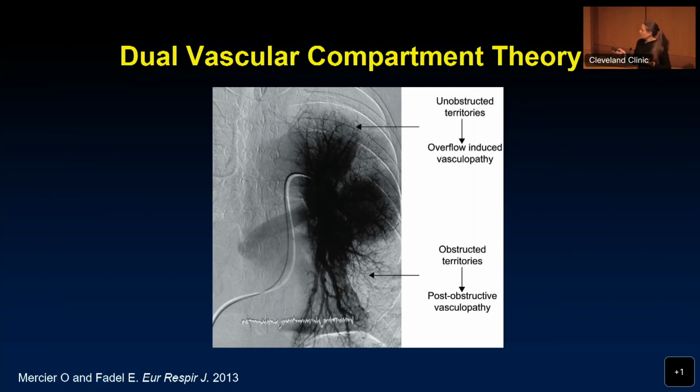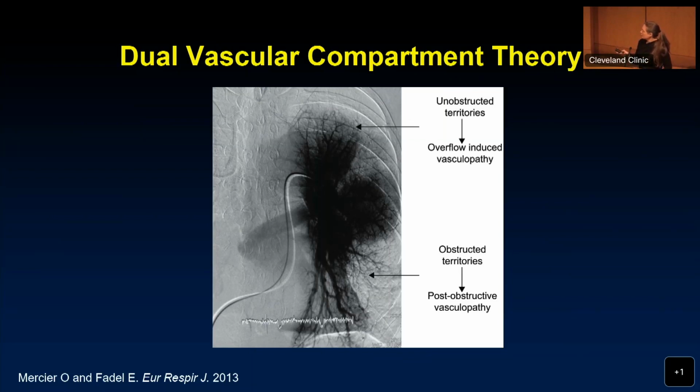Up here, where there's, in theory, normal perfusion, the lung is actually suffering in some cases from having more cardiac output being directed towards those areas of lung. This area of lung can get changes that are described as overflow-induced vasculopathies. Down here in the post-obstructive vasculopathy area of the lung, you can see in the microvasculature changes that are similar to IPAH. You can see intimal fibrosis, medial thickening. You could actually see lesions that appear similar to plexiform lesions like we see with IPAH.